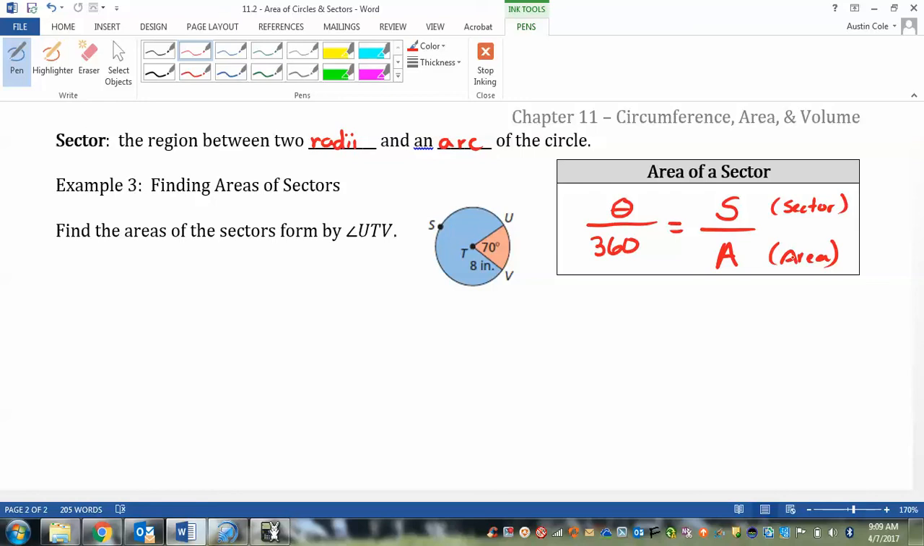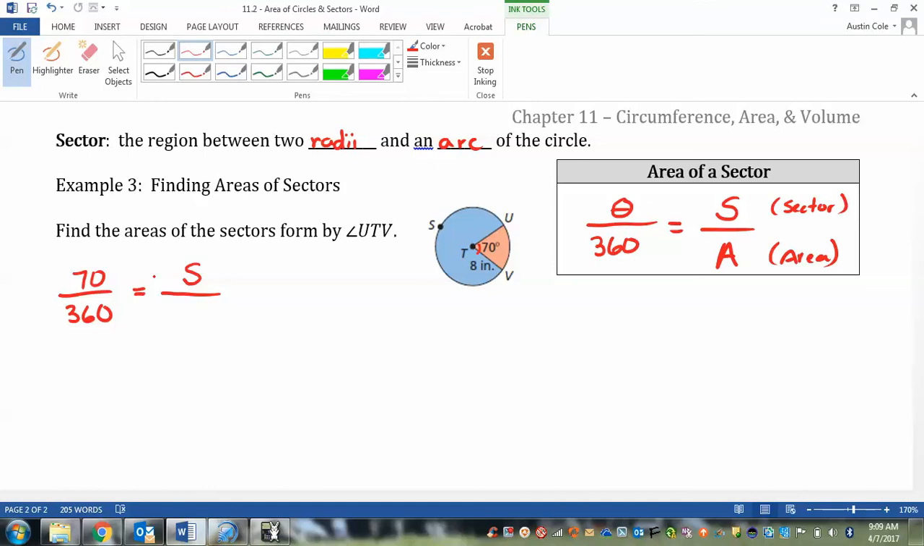Okay, so here it says, find the areas of the sectors. So again, I think there's 2 pieces here. There's the red part and the blue part. So if I find the red part first, what's our theta there? 70. So I'm going to do 70 over 360 equals the area of the sector, which I'm trying to find, over the area of the circle.